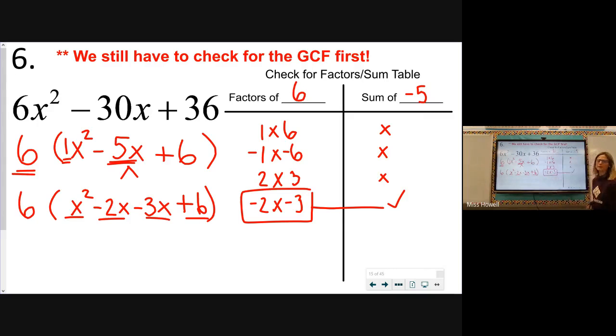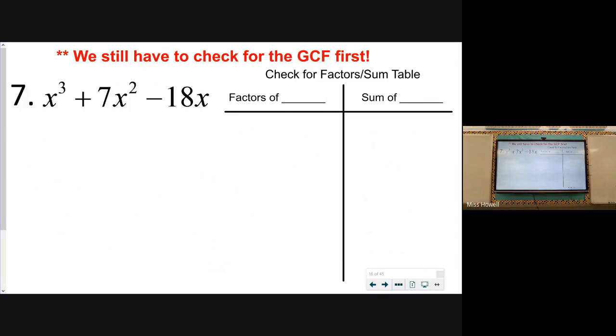All right, one more together. We have an x to the third plus a 7x squared minus 18x. We want to factor by GCF and chart method ultimately. And the way to do that is to pull out our GCF if there is one, and then take our trinomial and make it an equivalent quadrinomial.